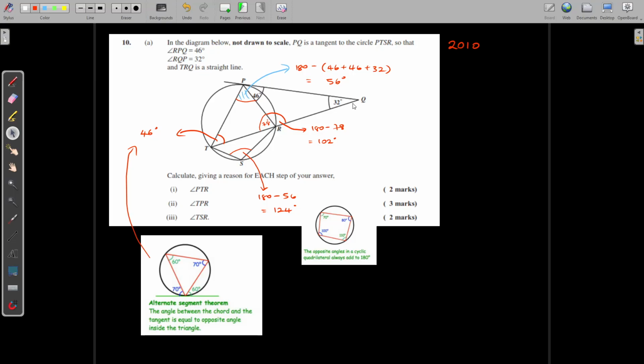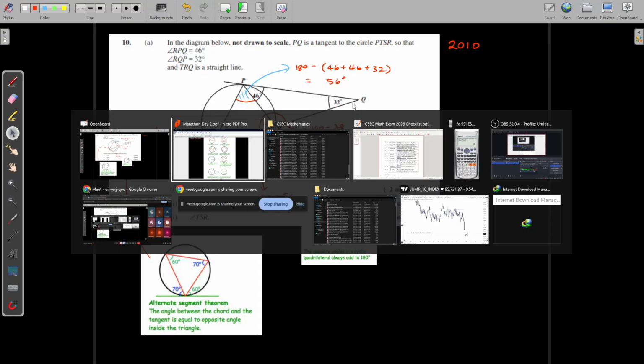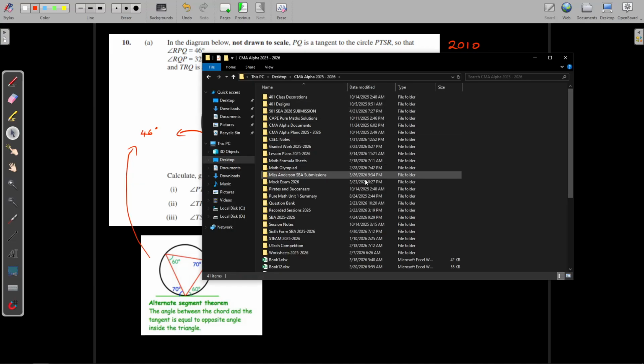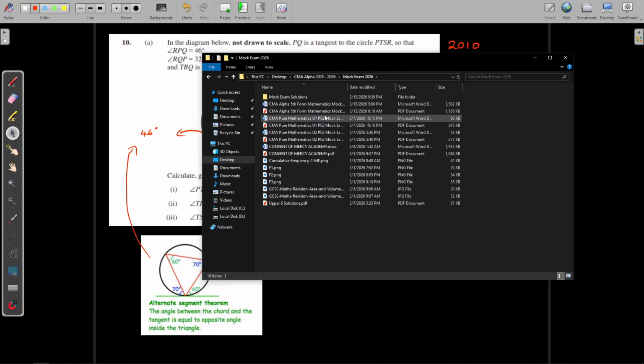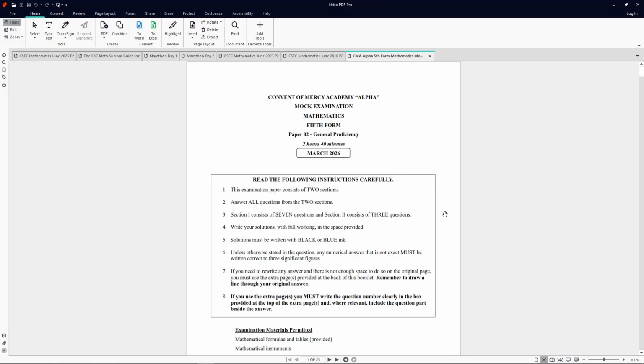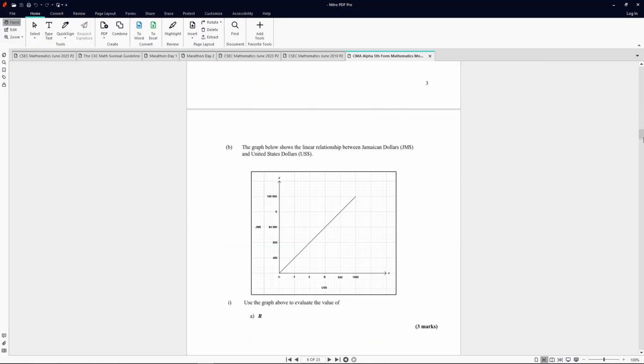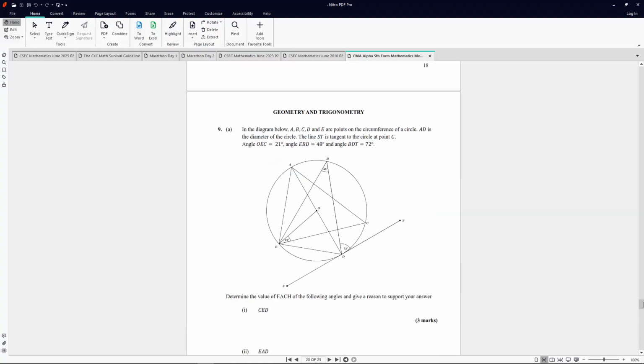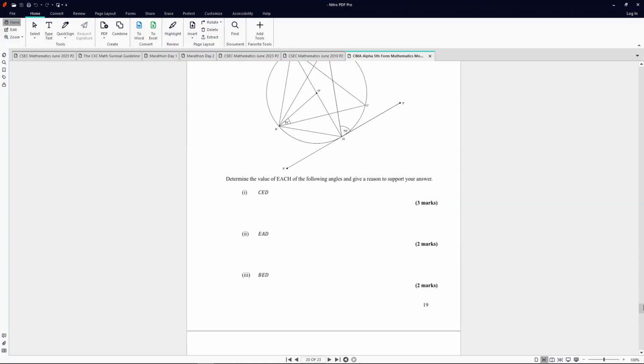Clear? And we went through the question that I gave on the mock exam, right? We did that one in class. We never did that one there. So fifth form. Bringing back trauma.